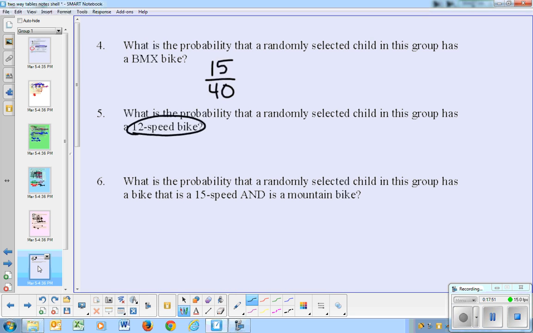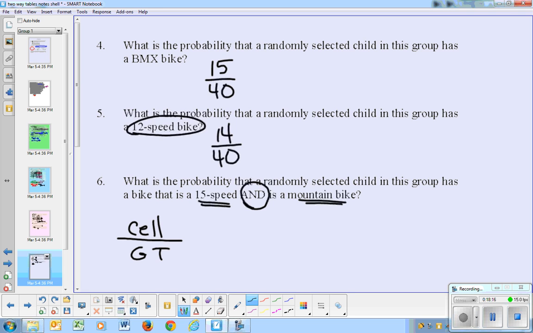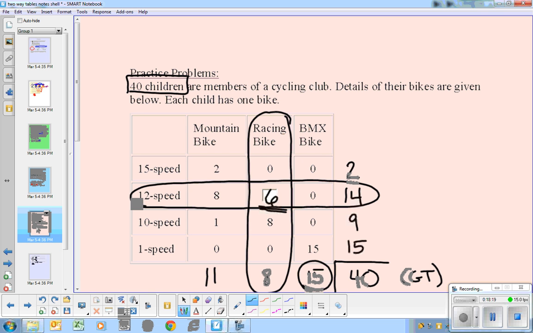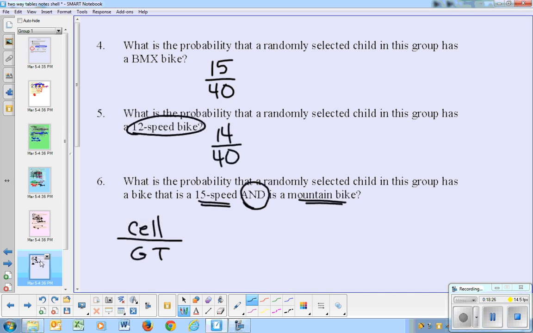And number 6, what is the probability that a randomly selected child in this group has a bike that is a 15-speed and a mountain bike? The word and should tell us it's a joint probability question. And if you look back, you'll remember that cell divided by grand total is how we do a joint probability question. So 15-speed and mountain bike. 15-speed mountain bike. That's this one. So we have 2 out of 40 as our answer. Now, with any of these fractions, you're welcome to reduce them or to put them in decimal form. It doesn't matter to me as long as you have the correct numerical value.